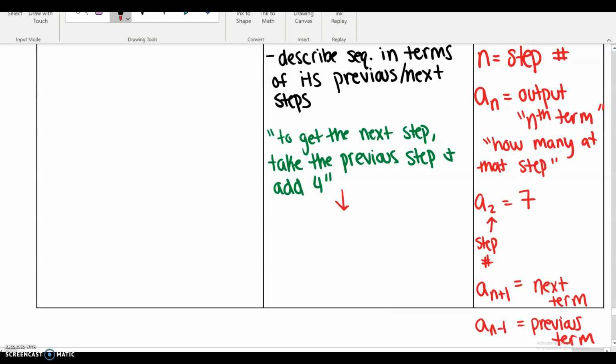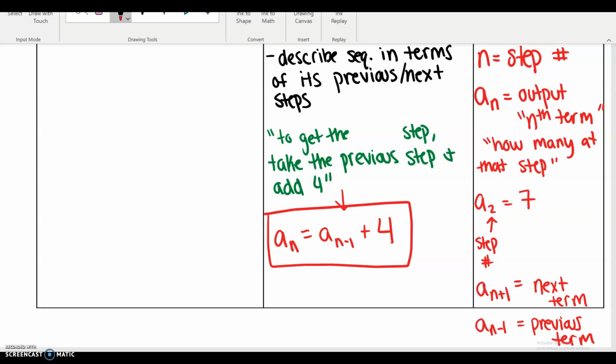Okay, now I'm going to translate this sentence into an actual recursive formula. So it says to get the next step, you would take the previous step and add 4, or I guess it should say to get the step that is in question. So to get the general term, the nth term, you would take the previous step, which would be n minus 1, because it's the step before, and you add 4 to it. And that would be the recursive formula for my sequence. Again, the notation is kind of annoying here, but this is all you're translating. The idea makes sense. To get the step, you take the step before it and you add 4.